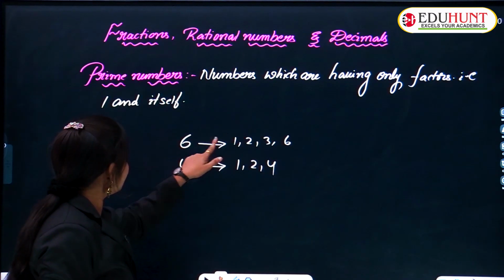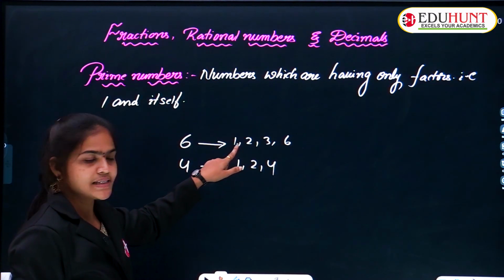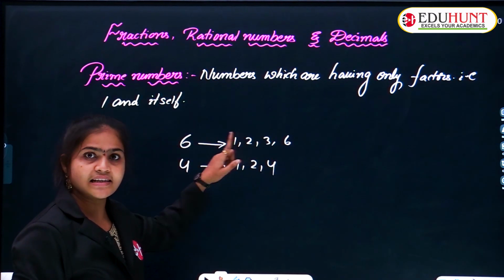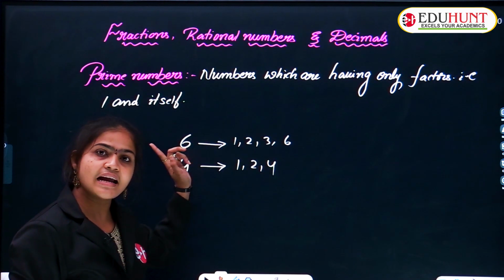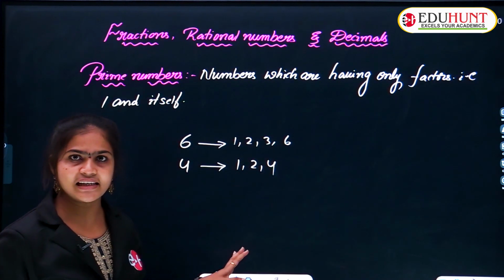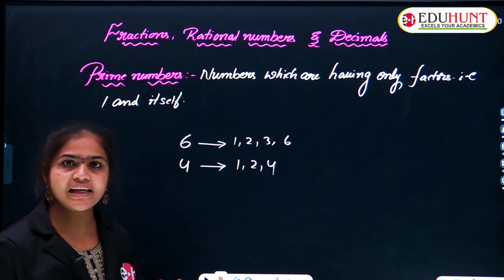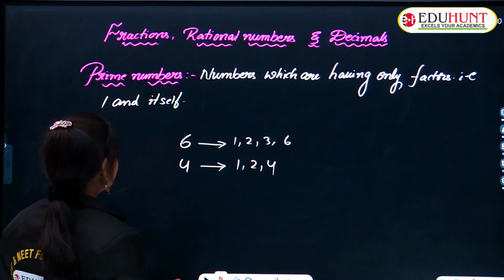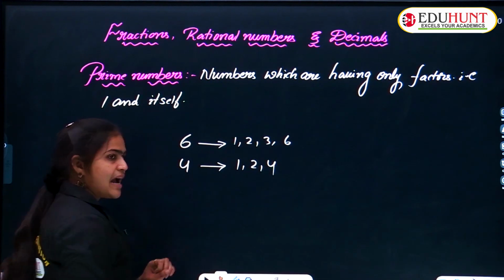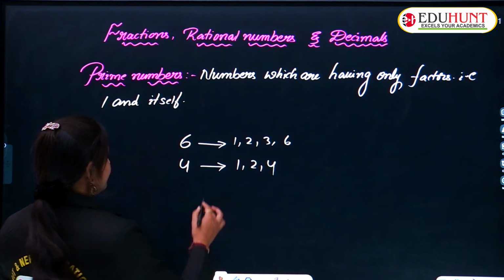6 is divided by 1 exactly. 6 is divided by 2 exactly. 6 is divided by 3 exactly. And 6 is divided by itself exactly. Exactly means without leaving any remainders. Okay? And in the same way 4 is having 3 factors.